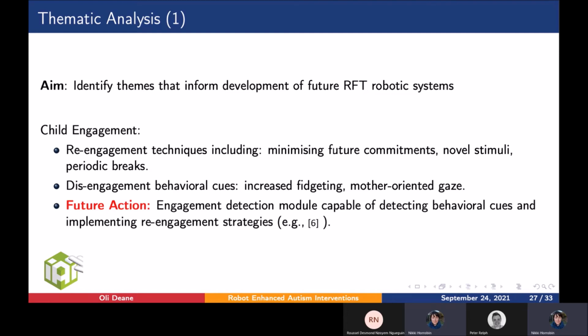We identified 3 categories of themes. So the first is around child engagement. So we saw that the therapist was issuing a set of re-engagement techniques when the child became disengaged. And on the reverse of that coin is that the therapist was identifying when the child became disengaged with a set of pretty reliable disengagement behavioural cues. And so from this, a further module could implement something like an engagement detection system that can detect these behavioural cues and then implement those re-engagement strategies.